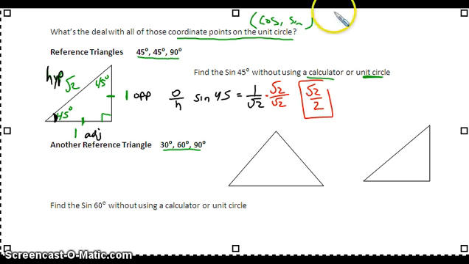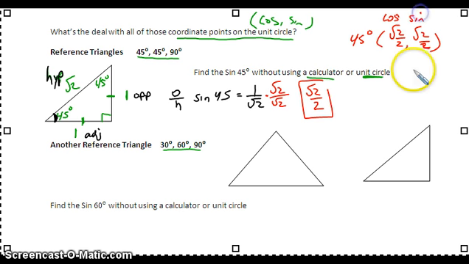And if I actually went to my unit circle and looked at the 45-degree angle, I'd notice that it was giving me a coordinate point such as this: square root of 2 over 2, square root of 2 over 2. Again, recognize that that's just cosine and sine. And so the way that they were getting this was just using right triangle trig. Okay? Let's talk about the other angles that are on the unit circle.